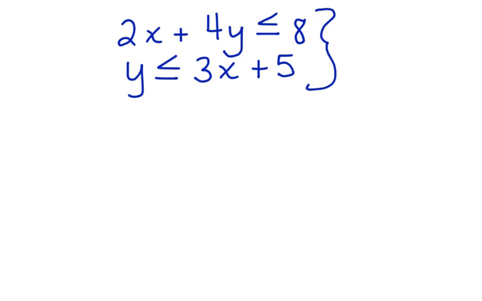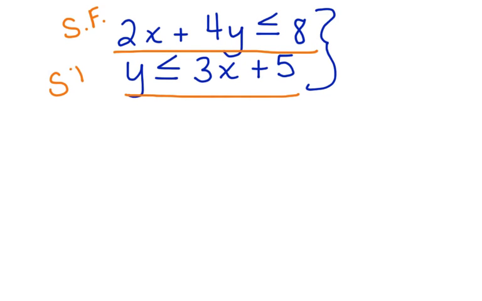Here's our system. 2x plus 4y is less than or equal to 8, and y is less than or equal to 3x plus 5. First, let's look at the form of each linear inequality. This first linear inequality is written in standard form. This next linear inequality is written in slope-intercept form.